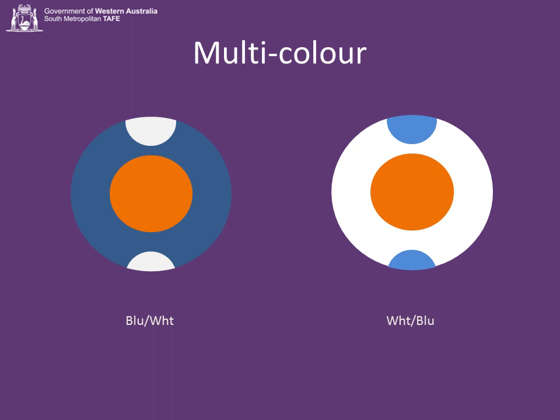Sometimes when we're dealing with multi-core cable, you need to know the difference between a blue-white and a white-blue. To tell the difference, you cut them off and look down the end of the cable. If it's a blue-white, then blue is the main substrate, the underlying colour, and the white is tacked on top. If it's a white-blue, white is the main substrate and blue is tacked on.